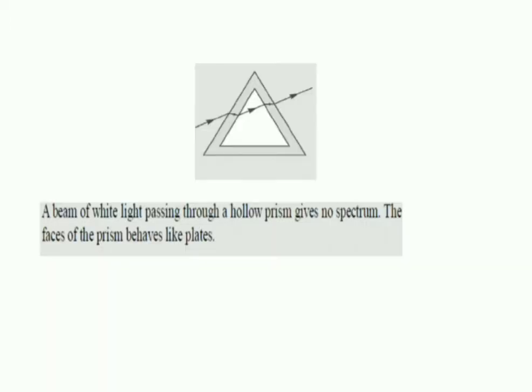Then if the prism is a hollow prism, it is not going to show any dispersion. In fact, it behaves like a glass plate where there will be a lateral shift of the rays. If this is your incident ray, it emerges from here producing some lateral shift. So hollow prisms do not show any dispersion.